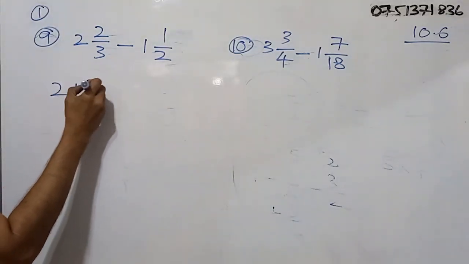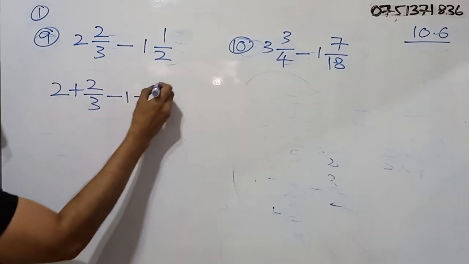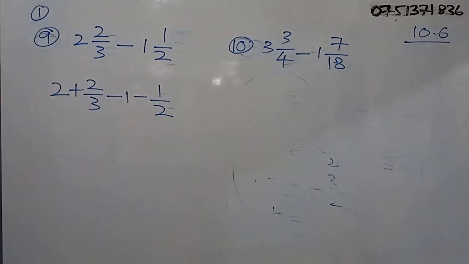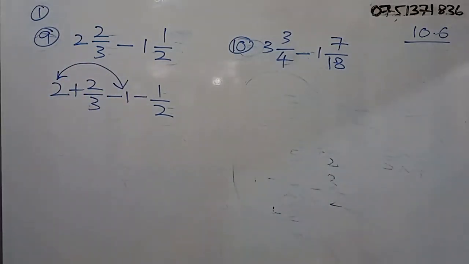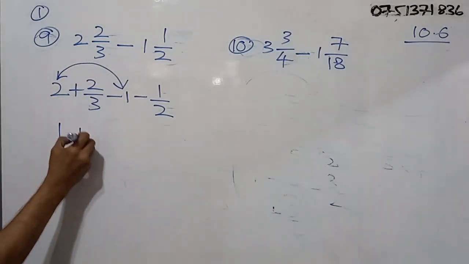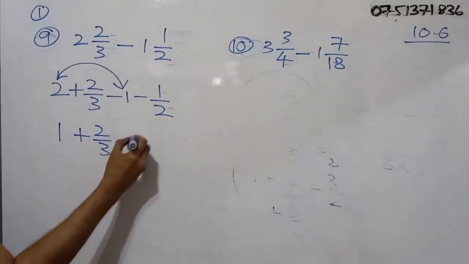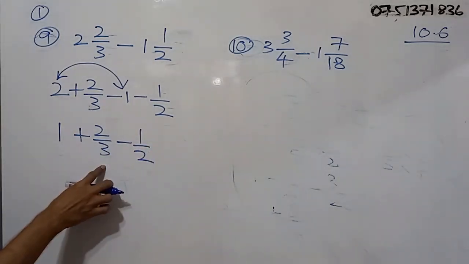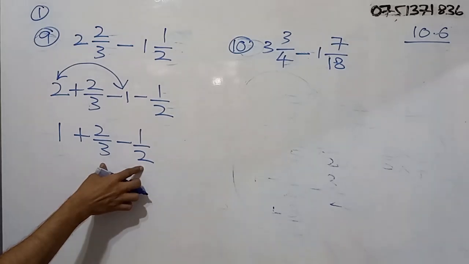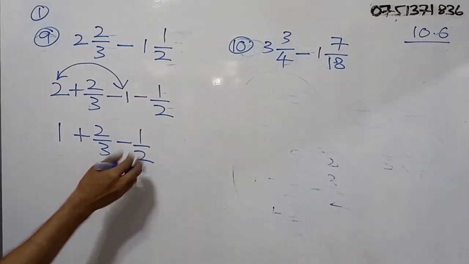So just as before, I will rewrite these mixed numbers. So 2 plus 2 by 3 minus 1 minus half. Now I will simplify the whole number parts. So the outcome will be 1 plus 2 by 3 minus 1 half. So we have two fractions, denominators are different. So the least common denominator will be 6.